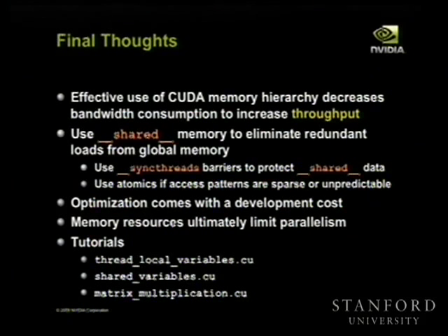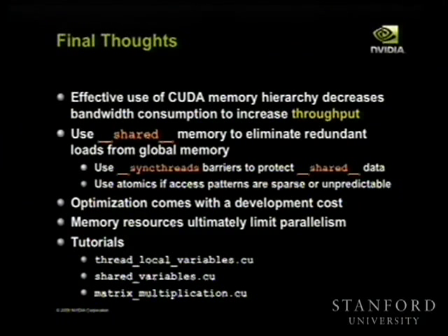The high order thoughts that you should take away from this talk is to basically use shared memory to eliminate these redundant loads from global memory. Because if you do all those redundant loads, you're going to be bandwidth limited, and there's just not enough bandwidth to feed the peak arithmetic rate of the hardware. Use syncthreads barriers to protect shared arrays, and use atomics if your patterns are sparse and unpredictable.